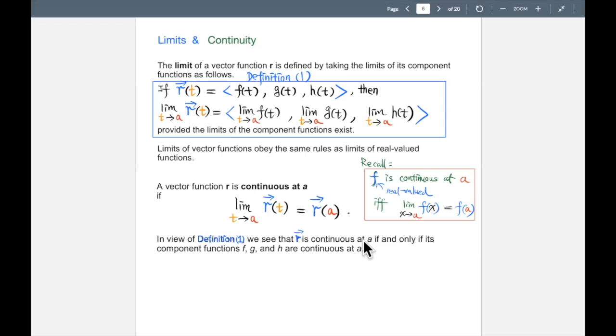So the limit. When you take this limit over here, you can do a direct substitution, and then you get the function value, the vector value of r of a. Then the vector function is continuous. You see the similarity between these two definitions?